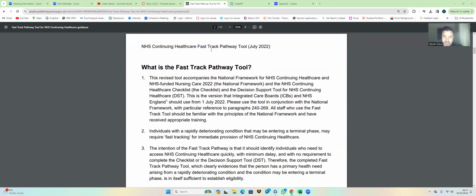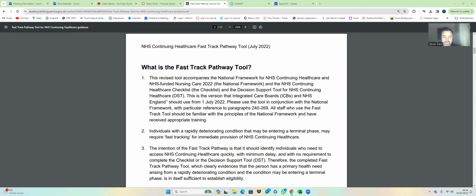So what is the fast track pathway tool? It was revised to accompany the National Framework for Continuing Healthcare, and that's that big document. It's the 182 document. I've done that as an MP3, so you can listen to that document in full. You do need to understand that document, so either read it or listen to it. It also supports the checklist and the decision support tool for continuing healthcare. And this is the version that the Integrated Care Boards and NHS England should be using, so we know that's the most up-to-date one.